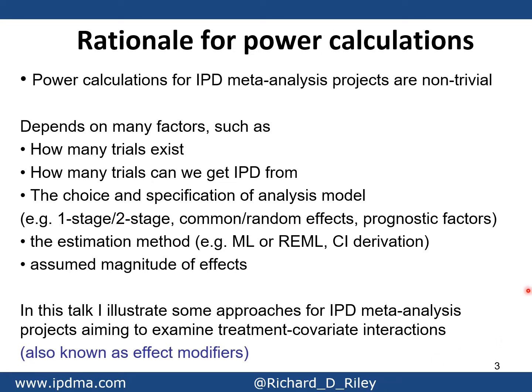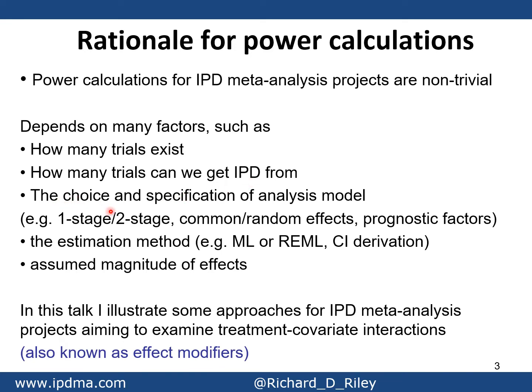Now, that's all well and good, but then we need to think about the mathematics behind this. How do we go about actually doing the power calculation for IPD meta-analysis projects in advance of getting the IPD? Because this depends on many intricate factors, such as how many trials exist, not just how many exist, but also how many trials do you actually think we can get the IPD from, because not all trials are necessarily going to give us their IPD.